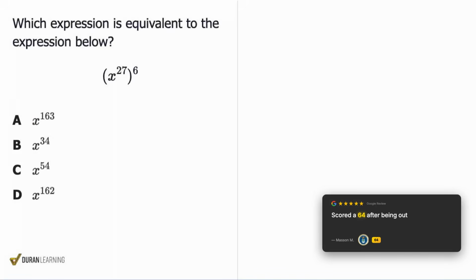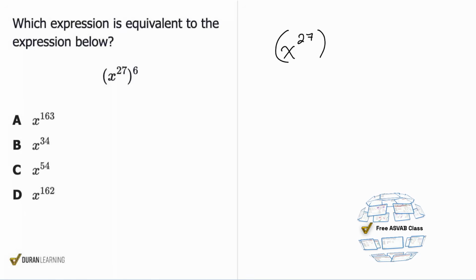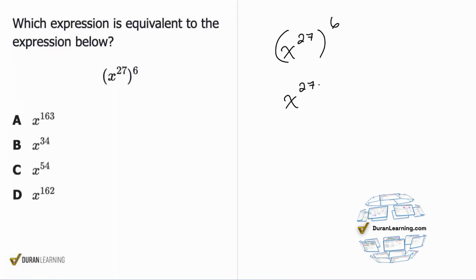Now, moving on to this next one, which expression is equivalent to the expression below? X to the power of 27, all raised to the power of 6. So with this one here, we're looking at an example of a power, where we're raising x to the power of 27 to the power of 6. And the rule, the shortcut rule, is you will multiply those exponents together. So again, x to the power of 27 raised to the power of 6 ends up becoming x to the power of 27 times 6.